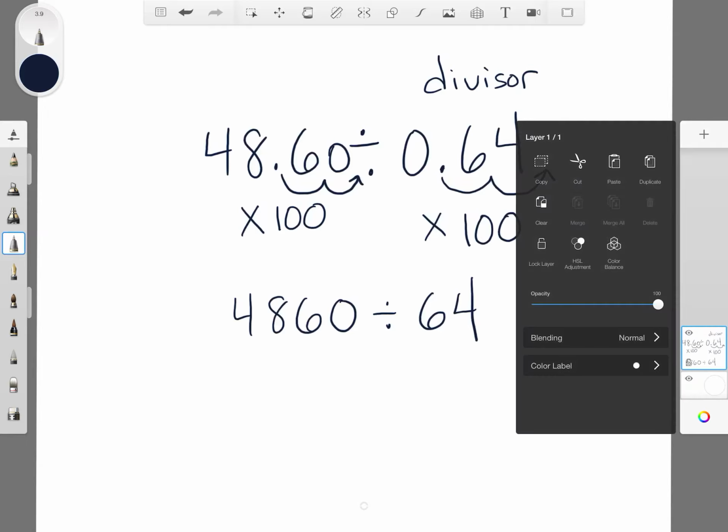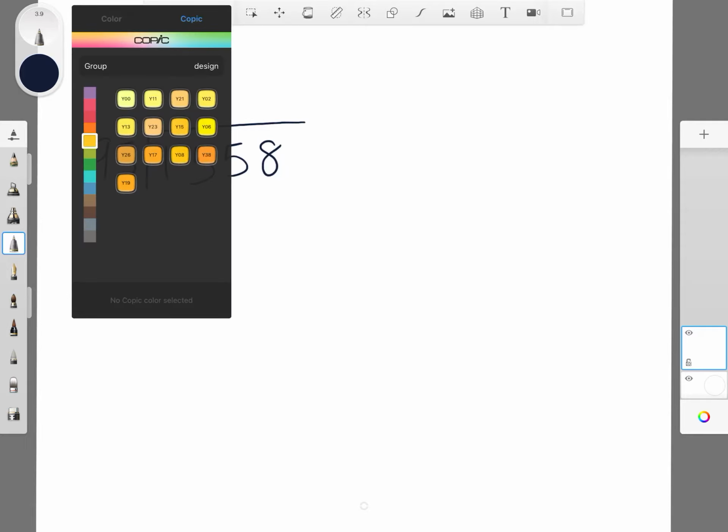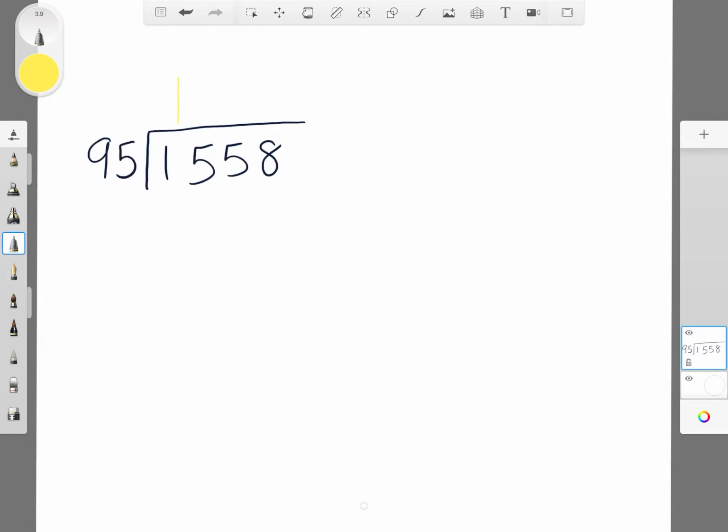Oh, wait, we've got to do one more example because we didn't do one where we have to actually carry out to the decimal place. Let's see if I can find one. Let's try 1,558 divided by 95. Okay, let's make our lines to keep us lined up.